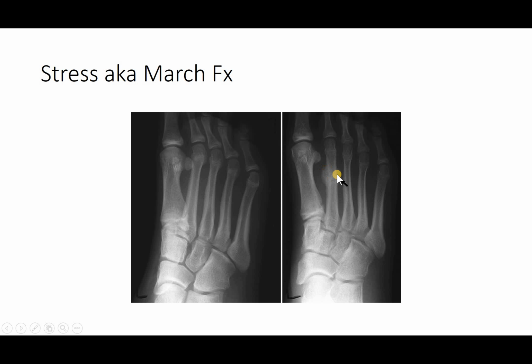one of the metatarsals. Okay, so these long bones here, these are the metatarsals. Okay, we're looking at a foot. This is a top view of the foot.